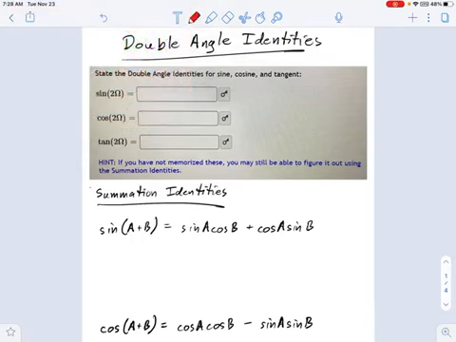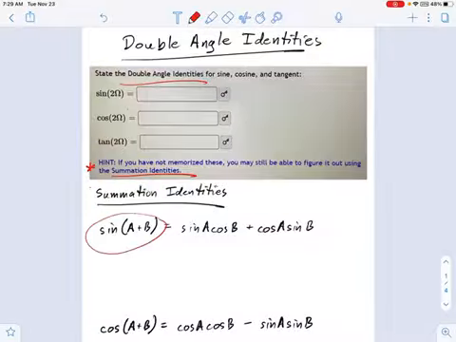So now we're moving on to a new set of trigonometric identities. And we're going to use the summation identities to derive this new set called the double angle identities. And this is a pretty good hint. I personally don't generally memorize the double angle identities. I don't need to. I just reinvent them anytime I need them using the summation identities. And I'll give you an example of how that works.